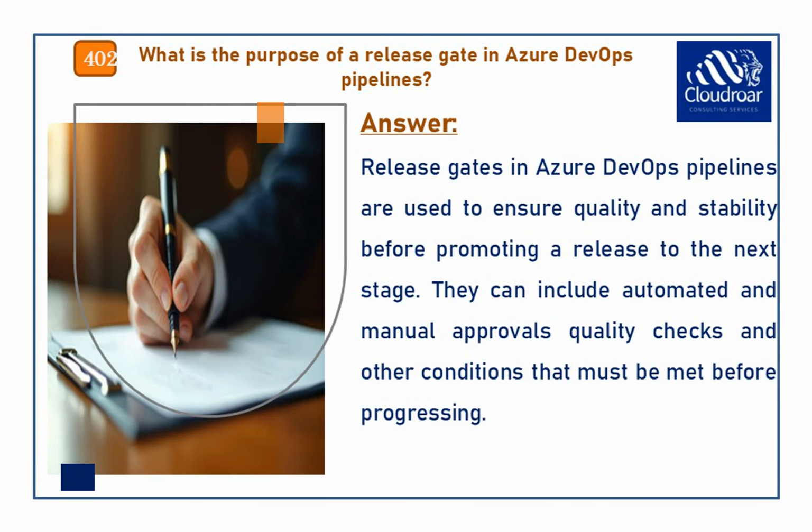Question 402. What is the purpose of a release gate in Azure DevOps pipelines? Release gates in Azure DevOps pipelines are used to ensure quality and stability before promoting a release to the next stage. They can include automated and manual approvals, quality checks, and other conditions that must be met before progressing.